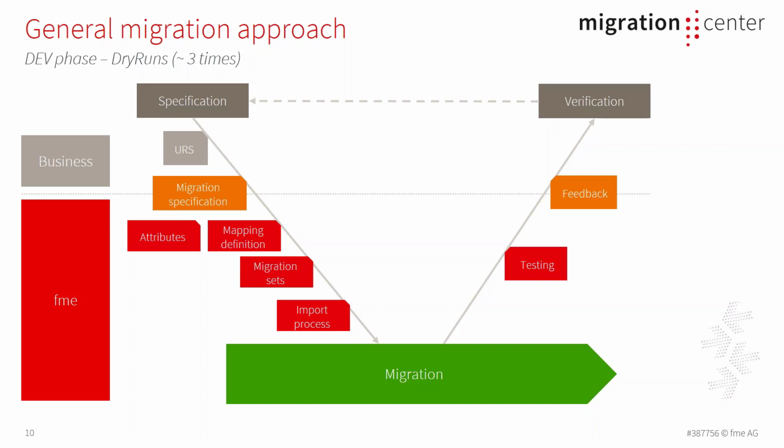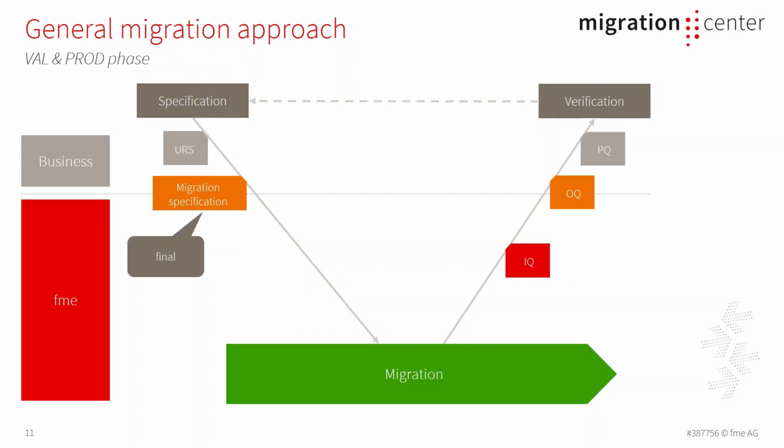From our point of view, everything in red is Migration Center. So we set up internally within the Migration Center those attributes and mapping definitions. We create migration sets depending on the complexity and the volume, how many documents you have, and of course the import process will also happen through the Migration Center. On the other side, we can test the migration itself with the log files and our experience, and again deliver the feedback, which you verify and use to adjust the specification.